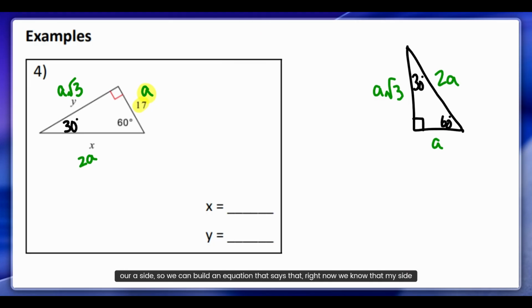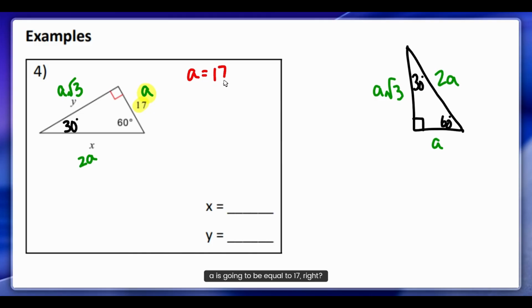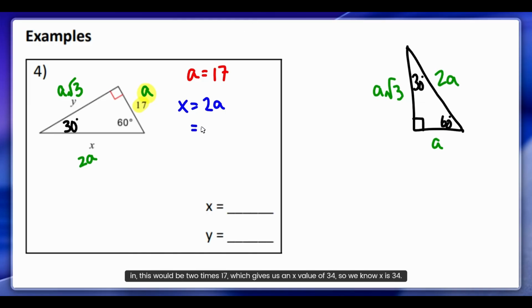So we can build an equation that says that. Right now, we know that my side A is going to be equal to 17, right? Now, we build equations with the other sides that we're asked to find. Our side that is X, well, that is our 2A side. So this is 2 times A. Well, we know A is 17, so plug it in. This would be 2 times 17, which gives us an X value of 34. So we know X is 34.